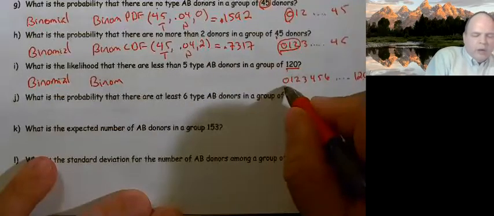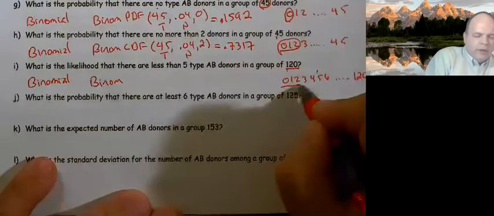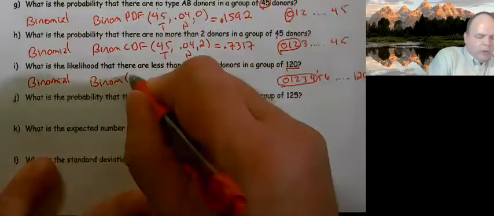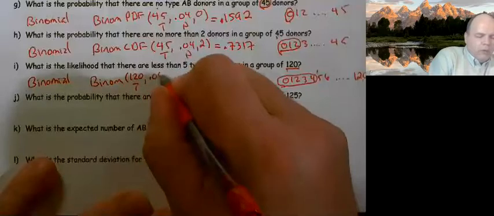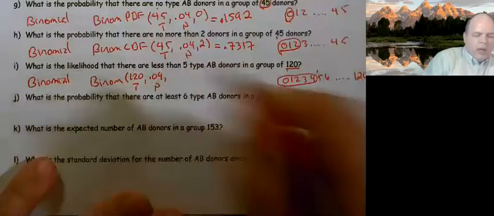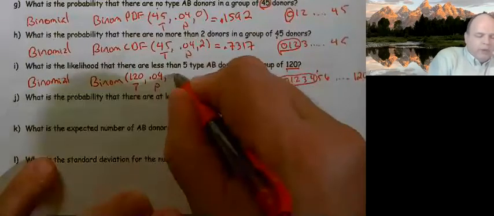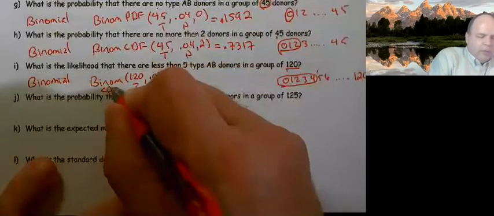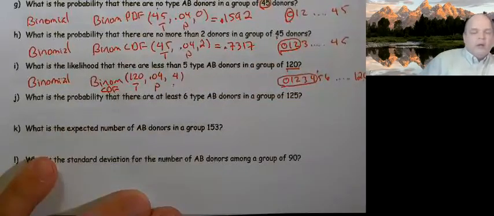And circling what we want: less than 5. Well, 4 is less than 5, and that's the first number. So to be less than 5, I'm going to want 0, 1, 2, 3, 4. So binomial, trials of 120, probability of 0.04, and our X value happens to be a 4 because that's the largest value we want. Oh, and I should have said this is a binomial CDF. I'm sorry about that. It's a binomial CDF, and it's a CDF because we have multiple values.